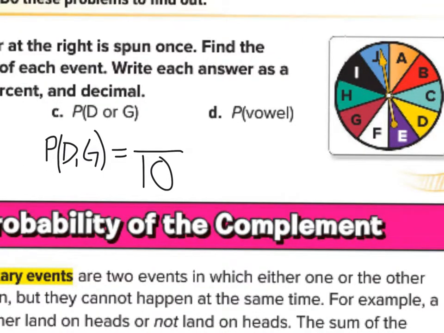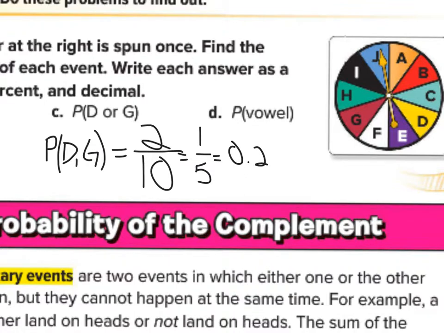Number 2. Now we're going to look at the probability for D or G. We have D or G, and there's only one of each, but this consists of 2. Now it's 2 letters out of 10 letters. So the probability for D or G is 2 out of 10. When you simplify 2 over 10, it's 1 out of 5, which is 0.2.